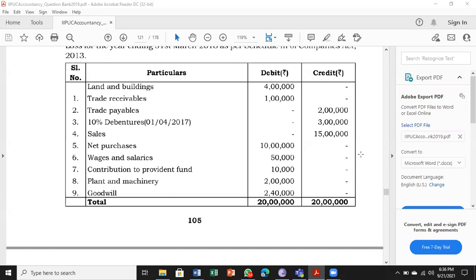Wages and salary paid to the employees, in the income statement is an expense for business. Contribution to provident fund, again amount paid to the employees. This is also an expense for the business. Plant and machinery is an asset, balance sheet item. It won't come in the income statement. Goodwill, again a balance sheet item. It won't come in the income statement. So first four and last two, 6 items won't come. Out of this, 10 items are there actually. So out of 10, 6 won't come, 4 will come in the income statement.